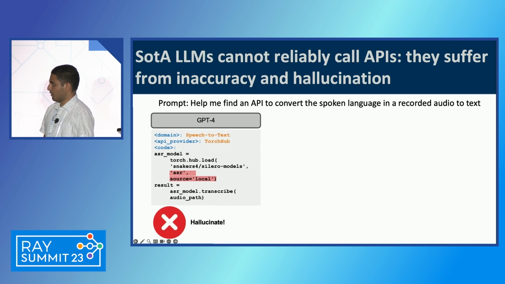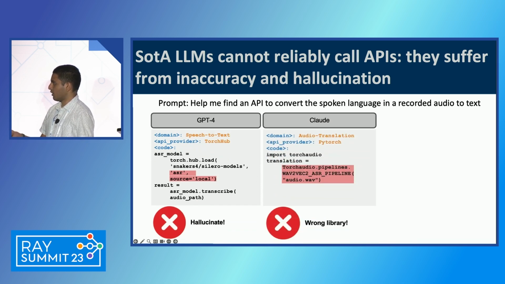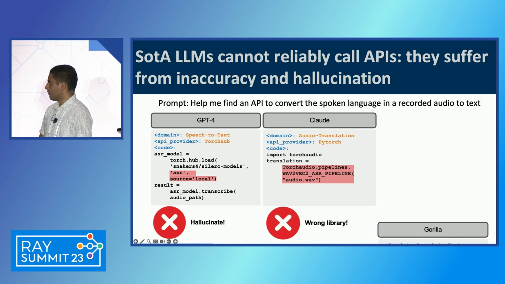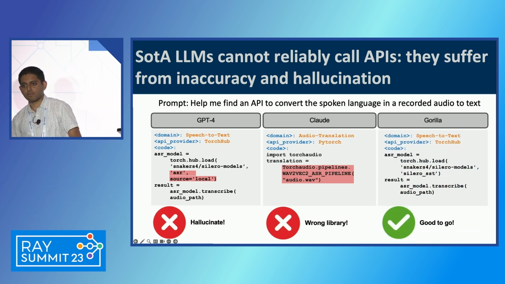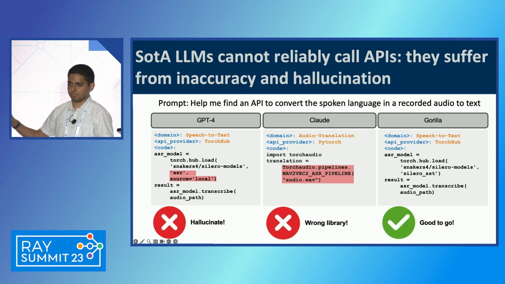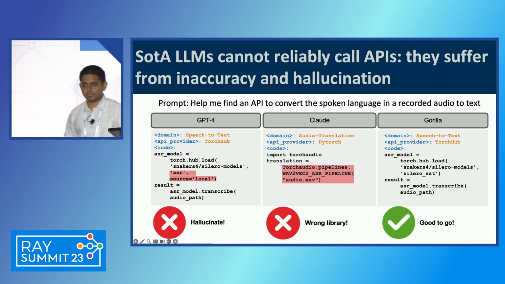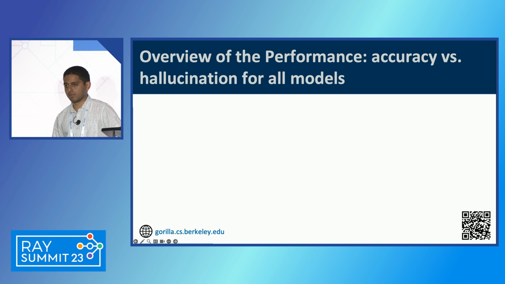This is how GPT-4 performs, where it tends to hallucinate. Claude does not hallucinate, but it comes with a library that is not the right task. With Gorilla, we are able to come up with a right API call. And if there's one thing that you need to know about researchers giving a talk, it is that all results are cherry-picked, right? And so this is no exception, so this is a cherry-picked result. So let's try to understand how well Gorilla performs across the board.